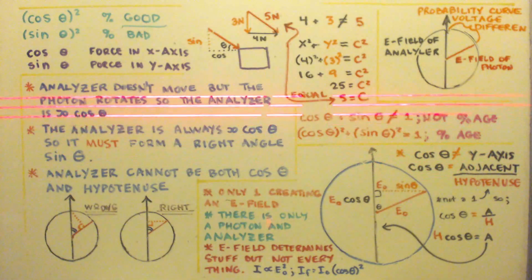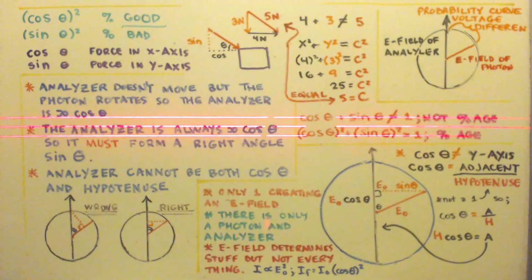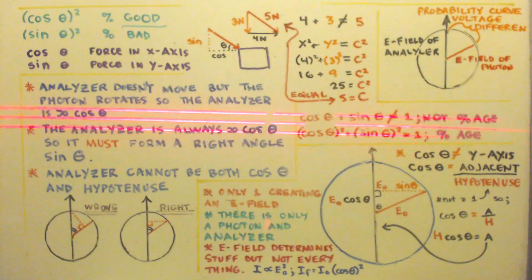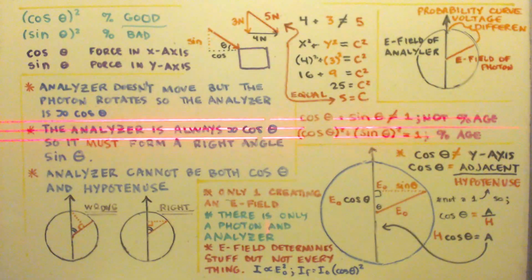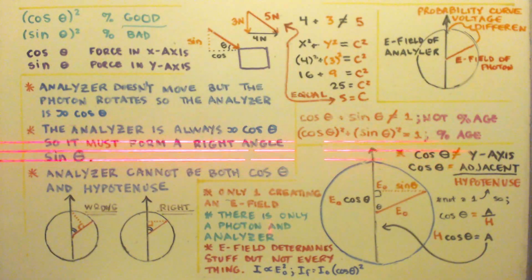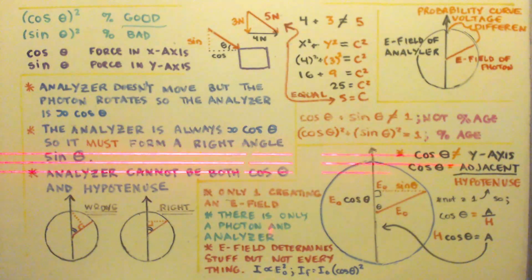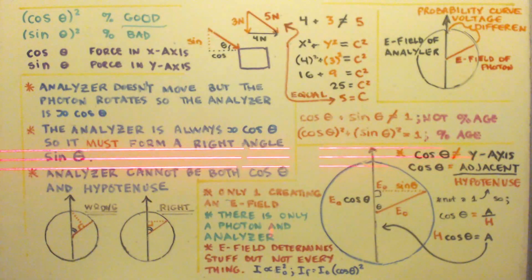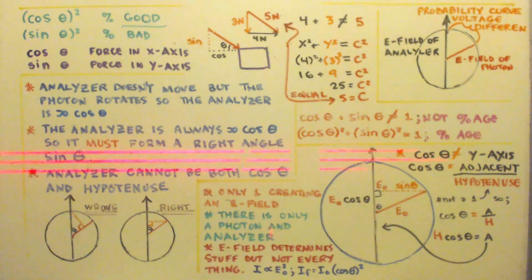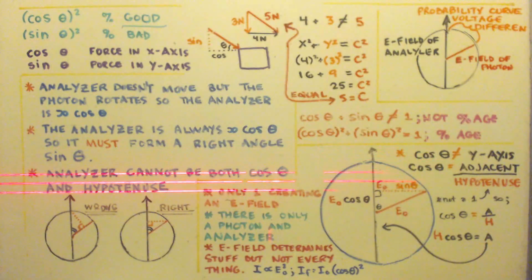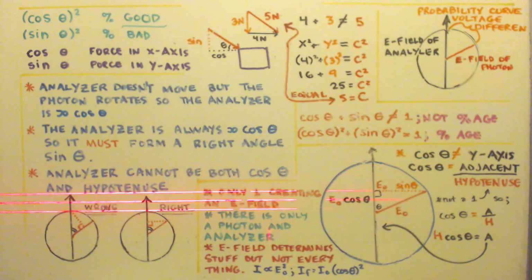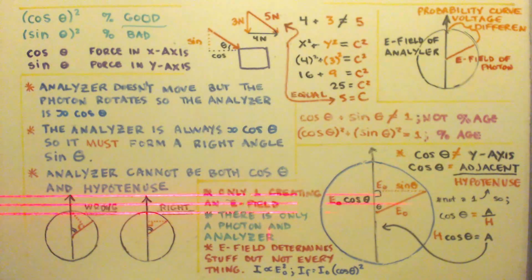An analyzer does not move, but the photon rotates. So the analyzer is the cosine theta, or proportional to it. The analyzer is always proportional to cosine theta. So it must form a right angle with sine theta, okay? And the last thing here, the analyzer cannot be both the cosine theta and the hypotenuse. No one can be both things.